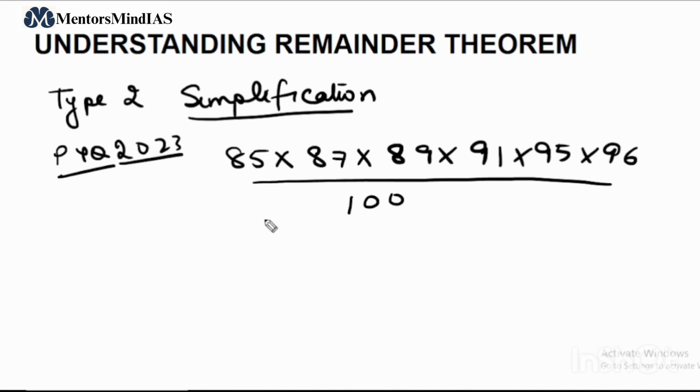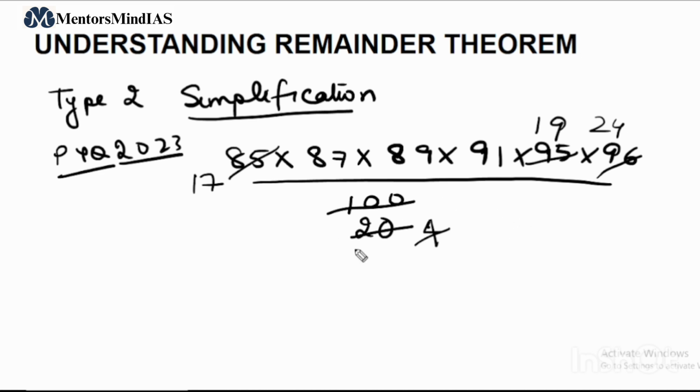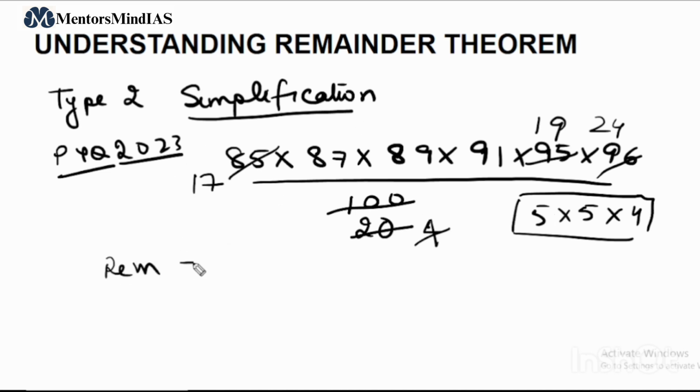Here you can see that both 85 and 100 are divisible by 5. And again, 95 and 20 are divisible by 5. Now 96 is divisible by 4. So basically you have divided the whole numerator and the denominator by 5 into 5 into 4. Whatever the whole expression becomes is fully divisible. So the remainder is 0.